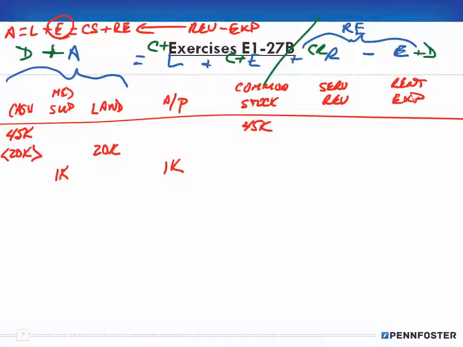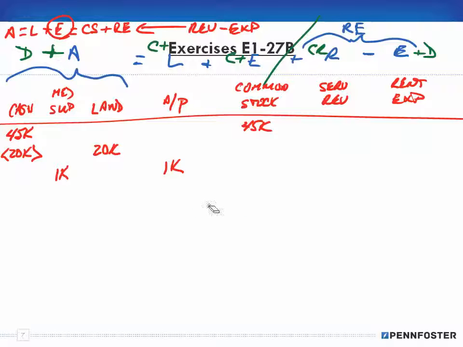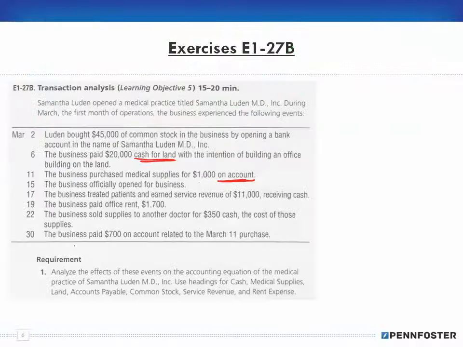So my accounting equation stayed in balance, and it's still in balance, right? Why? Because now I'm at 46,000, right? The total of all of it, my cash, medical supplies, and land right now is 46,000. Go ahead and add them up if you have to, and that's equal to 1,000 plus 45,000, okay? So my accounting equation still is in balance. All right, so let's go to the next entry.